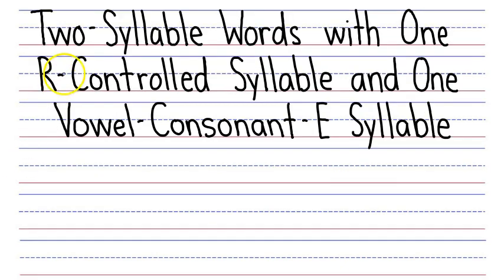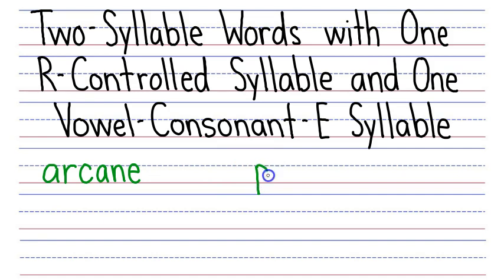Next, let's write some two-syllable words with one R-controlled syllable and one vowel-consonant-E syllable. First word, arcane. First syllable is A-R, that R-controlled R phonogram. Second syllable, cane, begins with a C that says k, an A that needs to make a long A sound, an N that says n, and a silent final E that lets that A make that long A sound. First syllable ar, second syllable cane. Say it together fast, arcane. Next word, perfume.